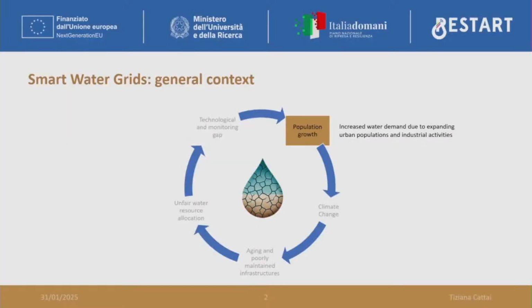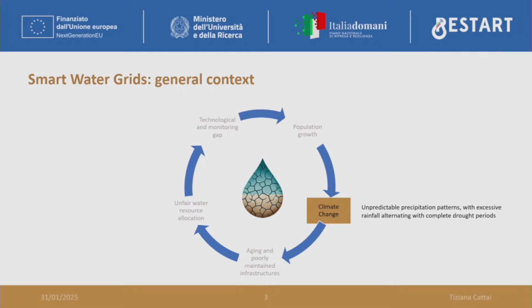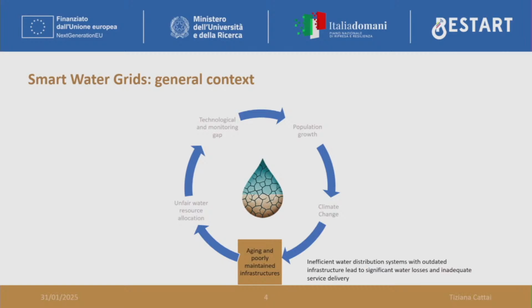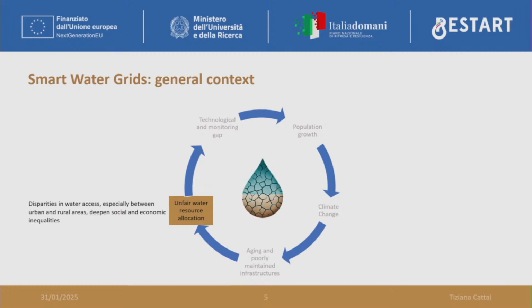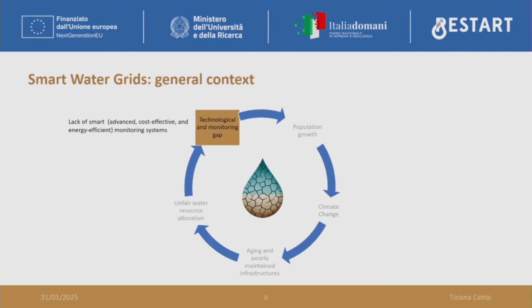Before turning to the proposed methods, I would like to briefly present the general context of our problem. Specifically, in this slide, we can see the key factors that mostly affect the management of water distribution networks nowadays. One is, of course, the population growth. Then we have the climate change that generates unpredictable precipitation patterns together with complete drought periods. The status of water distribution infrastructures that are aged and poorly maintained. Then we have disparities in water access, especially between urban and rural areas. And the lack of smart, that means advanced, cost-effective, and energy-efficient solutions in monitoring water distribution networks.